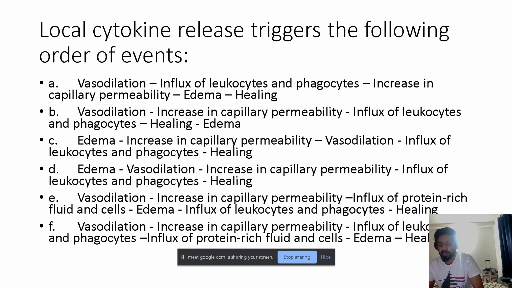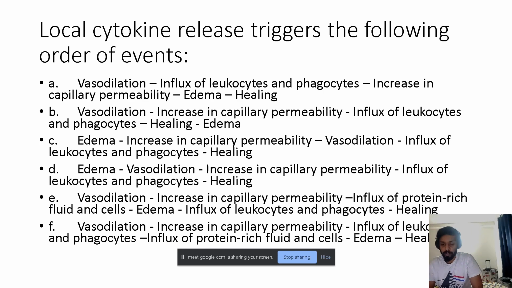Or does vasodilation come first, increase in capillary permeability, influx of protein-rich fluids and cells, edema, influx of leukocytes and phagocytes, and then healing? Or does vasodilation come first, increase in capillary permeability, and then influx of leukocytes and phagocytes, and then influx of protein-rich fluid and cells, and then edema and healing? Basically, they're asking us the order in which an inflammation response takes place in the body.